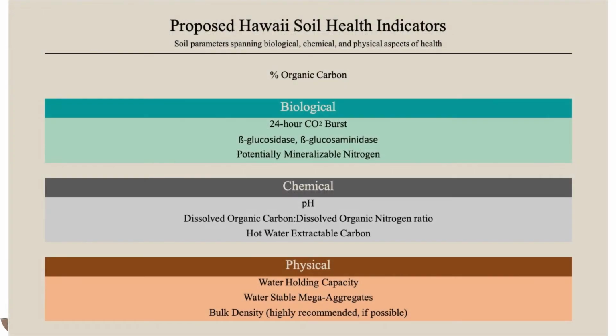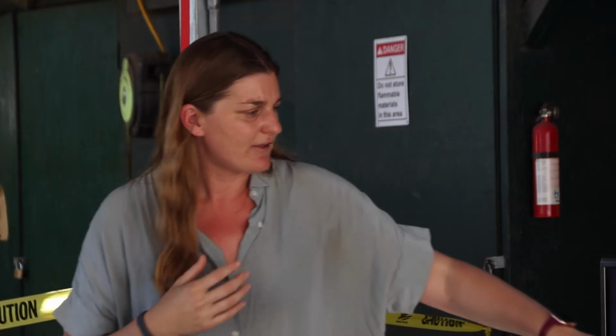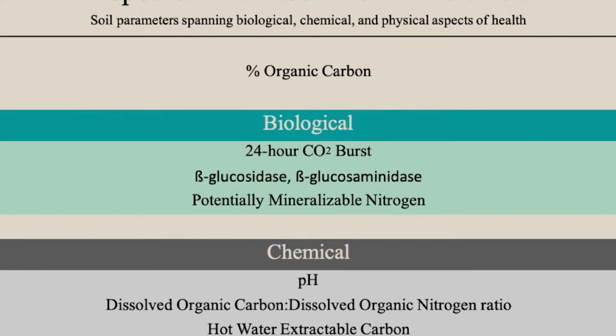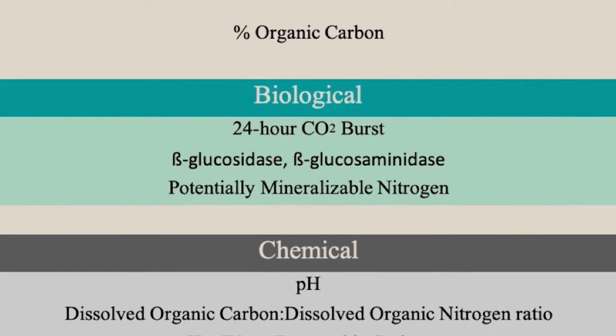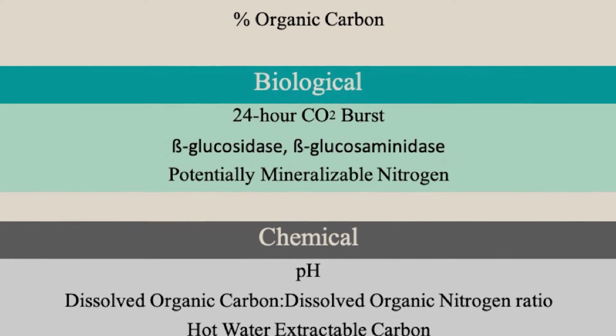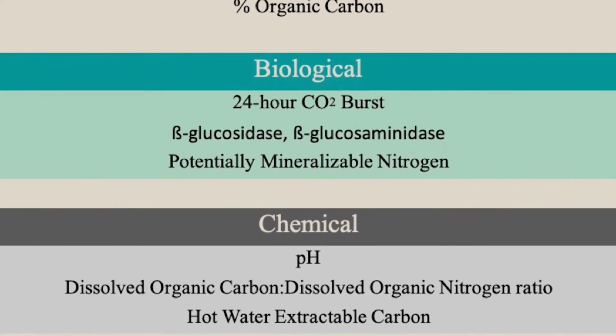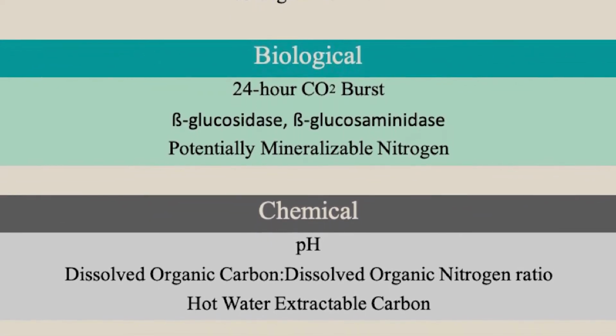And so here's the list. Someone asked earlier what tests we would run, and so these are the tests. We have organic carbon. I mentioned that's the cornerstone or the central point of soil health. And then we have 3 biological indicators: respiration, a couple of enzyme assays, and potentially mineralizable nitrogen. That's really important for nutrient management.